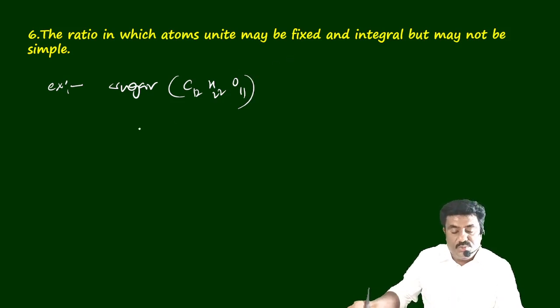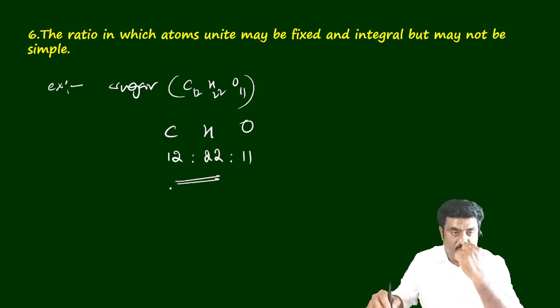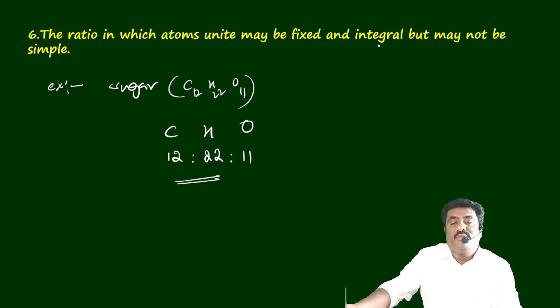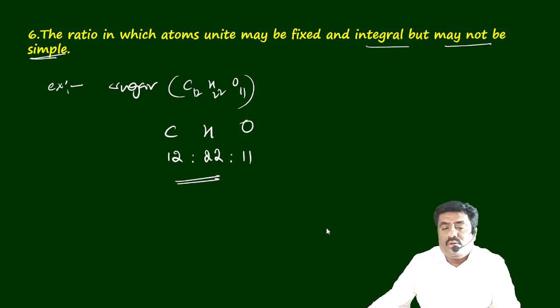So the ratio of carbon, hydrogen, oxygen. Carbon is 12, hydrogen is 22, oxygen is 11. 12 is to 22 is to 11, which is not a simple ratio. The ratio in which atoms unite may be fixed and integral, but may not be simple. This is the example for this. So these are the postulates and drawbacks of Dalton's atomic theory.